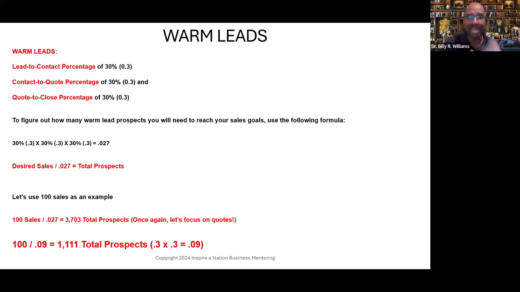So let's not focus on all three of the numbers. Let's just focus on two. In this case, we're going to focus on the lead to contact, which is 30%, and then the contact to quote, which is 30%. So that's 0.3 times 0.3, which is going to give us 0.09. So now if we take that 100 divided by 0.09, now we need 1,100 total prospects. Okay, 1,100. And that's a big difference than looking at 3,700.